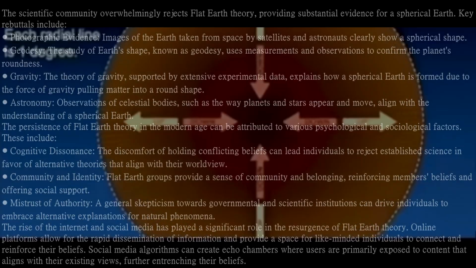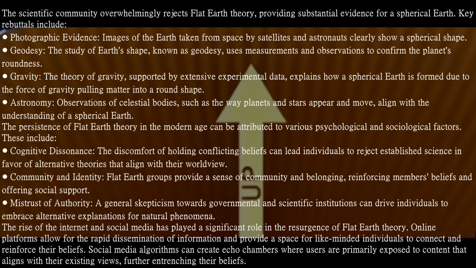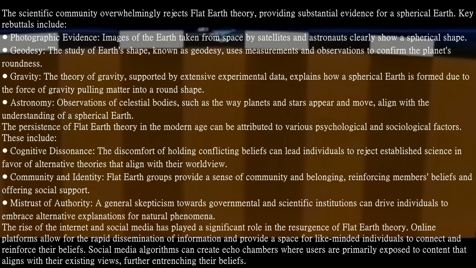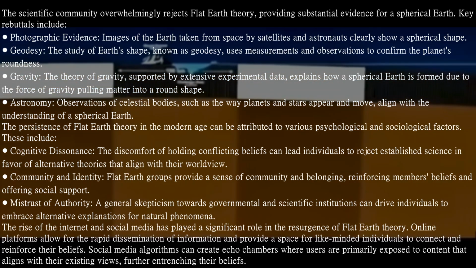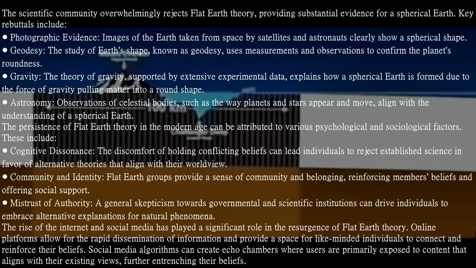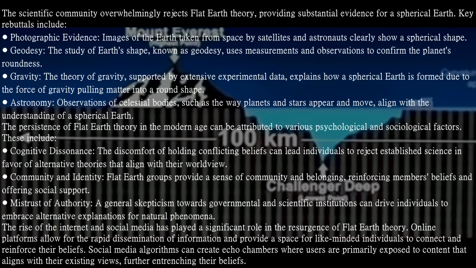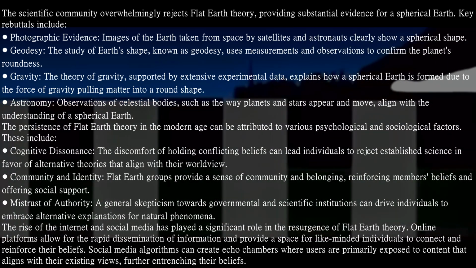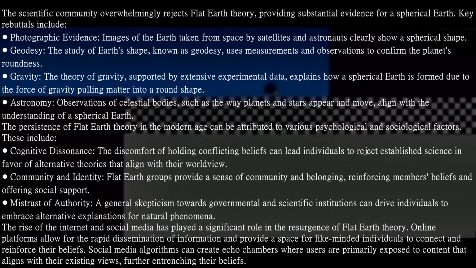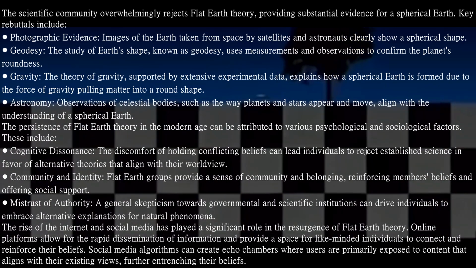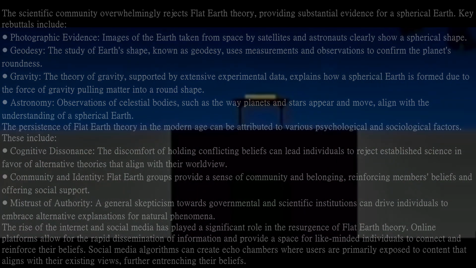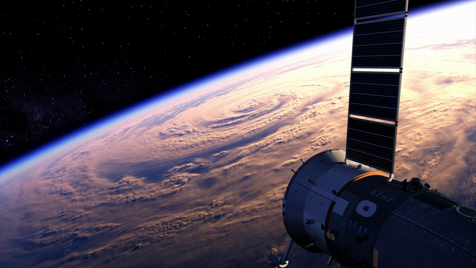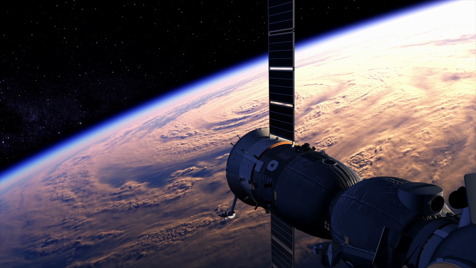The scientific community overwhelmingly rejects flat Earth theory, providing substantial evidence for a spherical Earth. Key rebuttals include photographic evidence: images of the Earth taken from space by satellites and astronauts clearly show a spherical shape. Geodesy: the study of Earth's shape uses measurements and observations to confirm the planet's roundness. Gravity: the theory of gravity, supported by extensive experimental data, explains how a spherical Earth is formed due to the force of gravity pulling matter into a round shape.